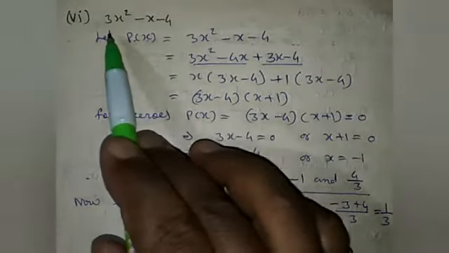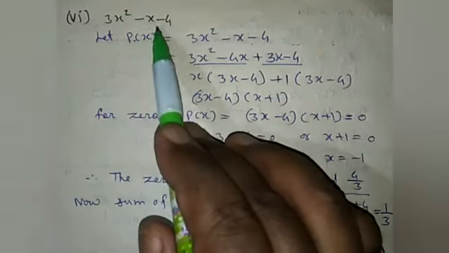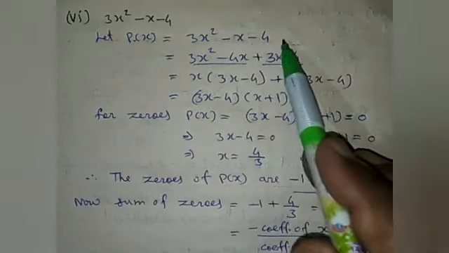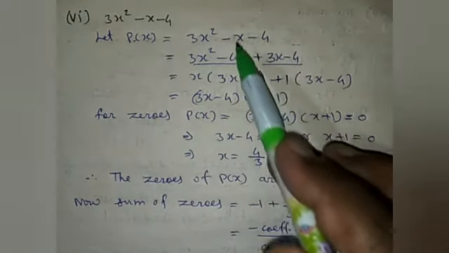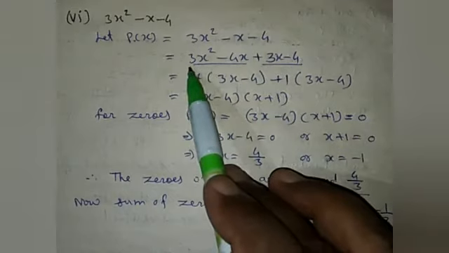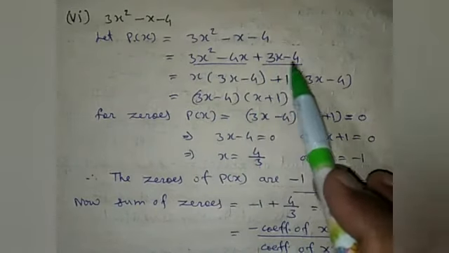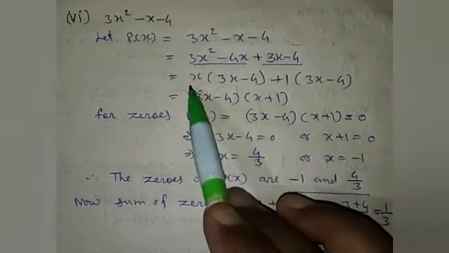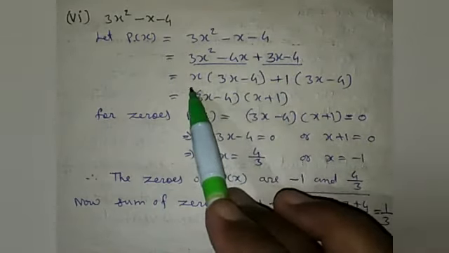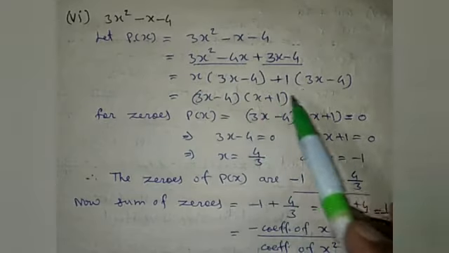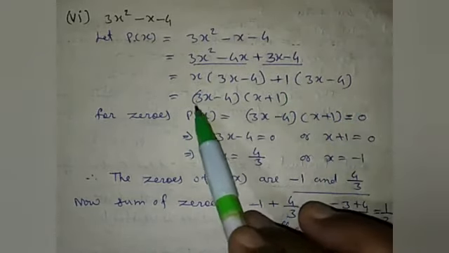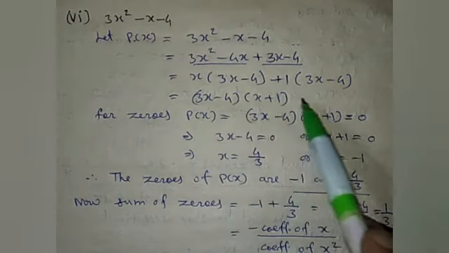Now in the sixth part, the polynomial is 3x square minus x minus 4. So let p(x) equal 3x square minus x minus 4. Here also you have to split the middle term. So you will get 3x square minus 4x plus 3x minus 4. Minus 4x plus 3x is equal to minus x. So taking common in the first two terms, you will get x into (3x minus 4). Here 1 is common, plus 1 into (3x minus 4). So you will get (3x minus 4) into (x plus 1).